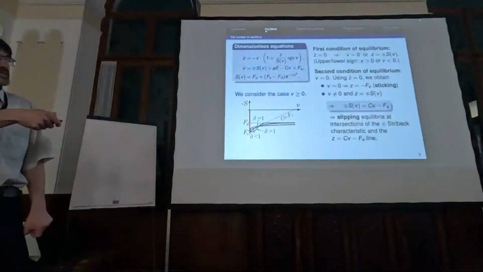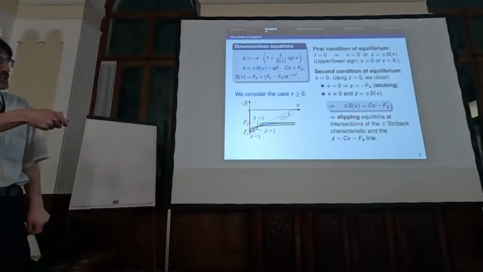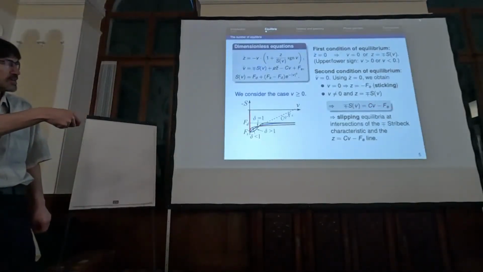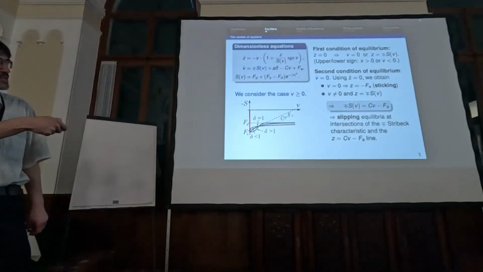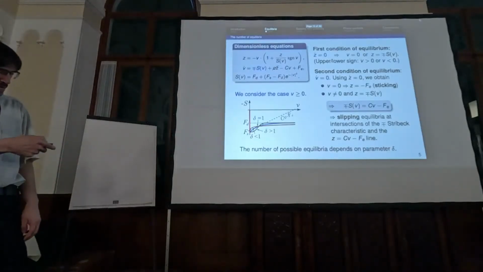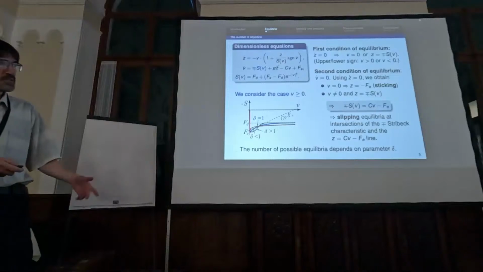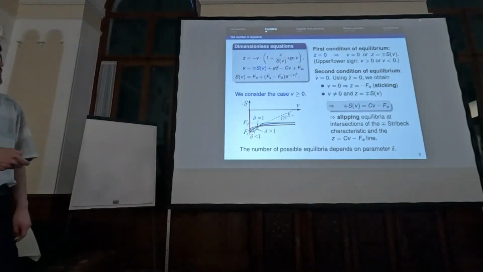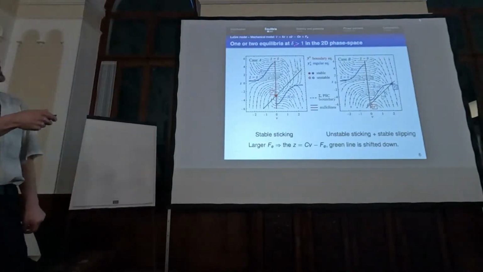It means that we can find the slipping equilibria if we search for the intersections of this C times v minus F_e line, this dashed line here, and the Stribeck characteristic, which looks like this. You can see that the shape of the Stribeck characteristic depends strongly on the Stribeck exponent delta, and it means that also the number of possible equilibria depends on the exponent. The most interesting case is when the exponent is larger than 1.